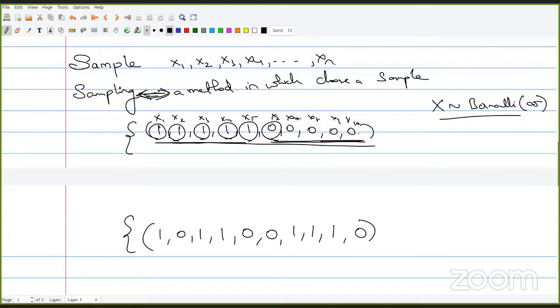So from the whole data, a sample is actually a subset of the population. Okay. So now, how do we justify that this particular sample is a proper representative of the whole population?